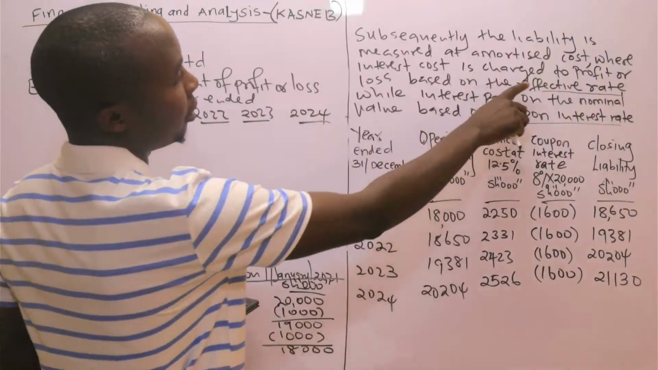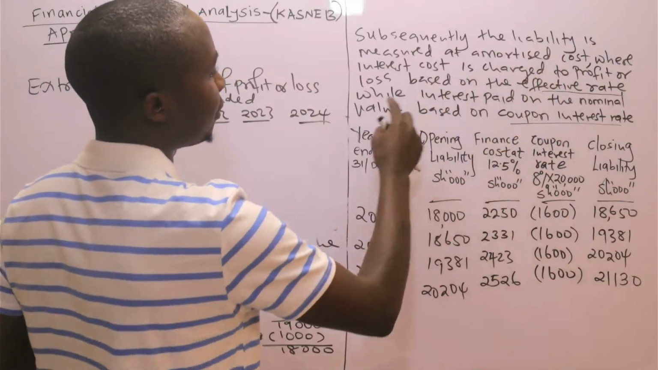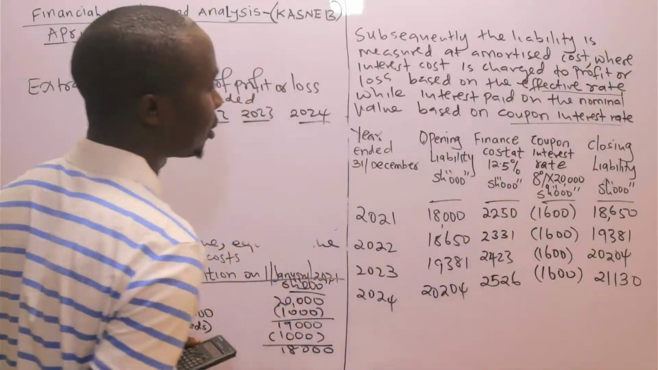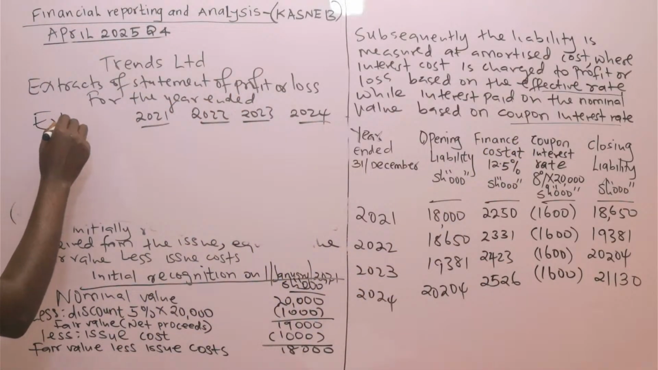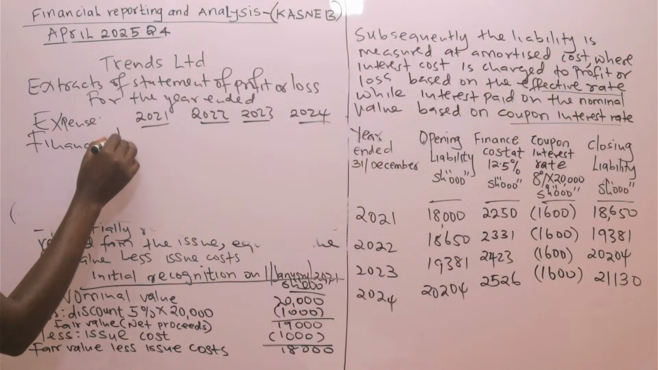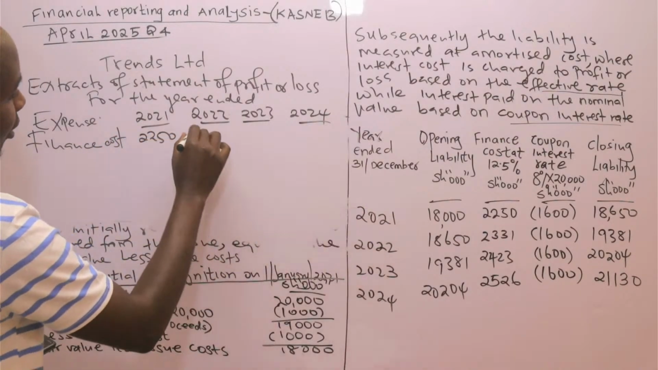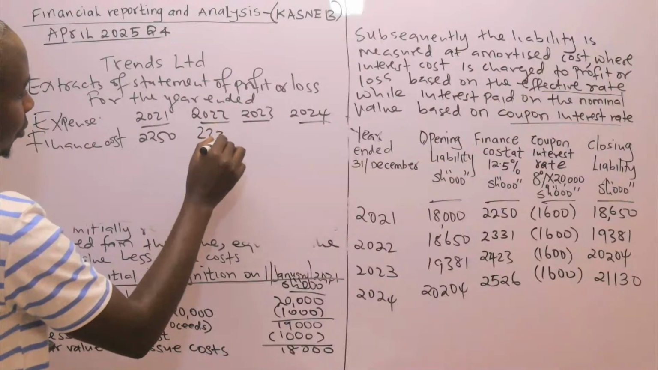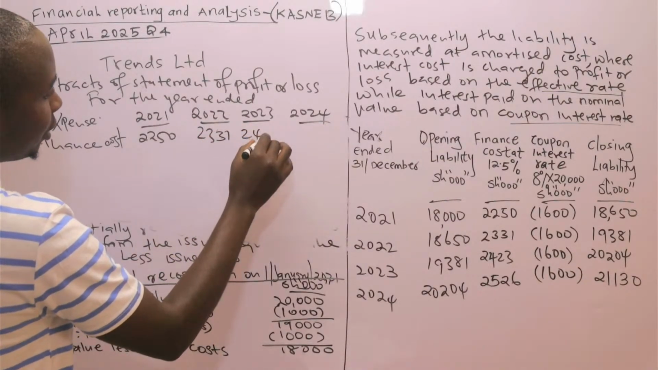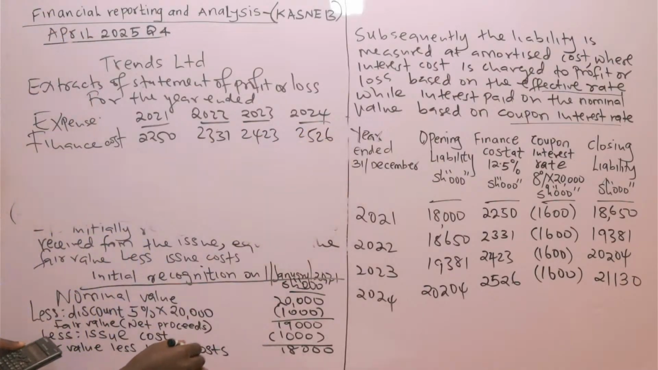So we see that where the interest cost is charged to the profit or loss based on the effective interest rate, this one, the finance cost, is an expense. So you come here and say expense, you see the finance cost. So the finance cost is 2,250. We have 2,331. We have 2,423. We have 2,526. That is it for the statement of profit or loss.